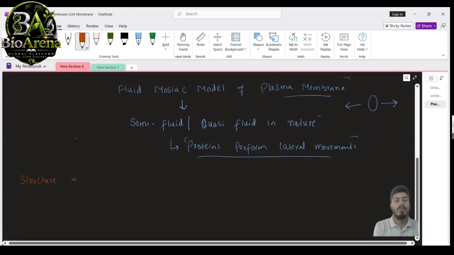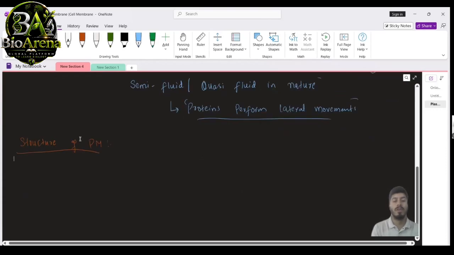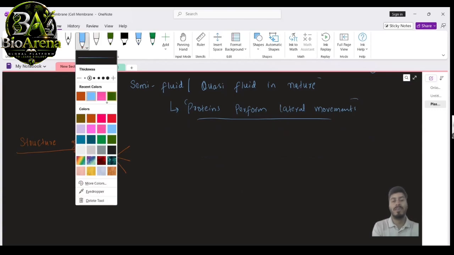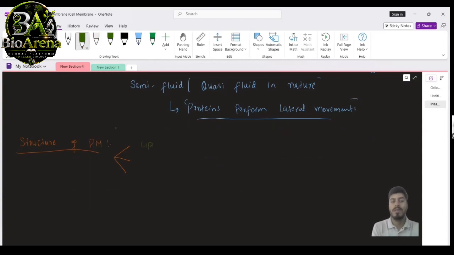Structure of plasma membrane. The plasma membrane is mainly composed of three components. Yes, mainly lipids. Then there are proteins. And what is the third thing that is present? It is the carbohydrates.